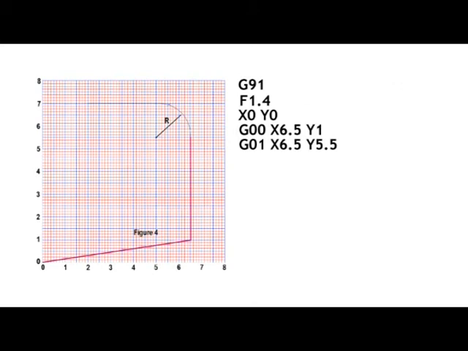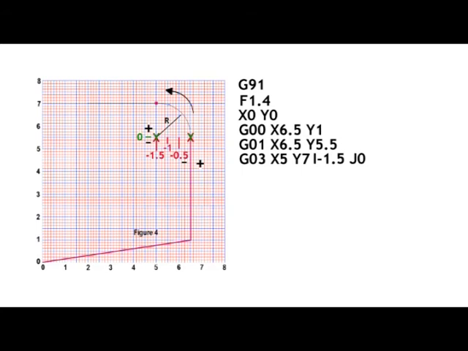Figure 4 shows a little different example due to the relationship of the center of the arc to the start of the arc. The start of the cut is X6.5, Y1, and cut to 6.5 on the X, Y5.5. The end of the arc will be X5, Y7. The center of the arc, this time in relationship to the start of the arc, will be I minus 1.5 and J0. Again, the IJ coordinate is in relationship to the start of the arc. Since the arc center will be 1.5 inches in the minus direction of the start of the arc, we would need a minus number for I.